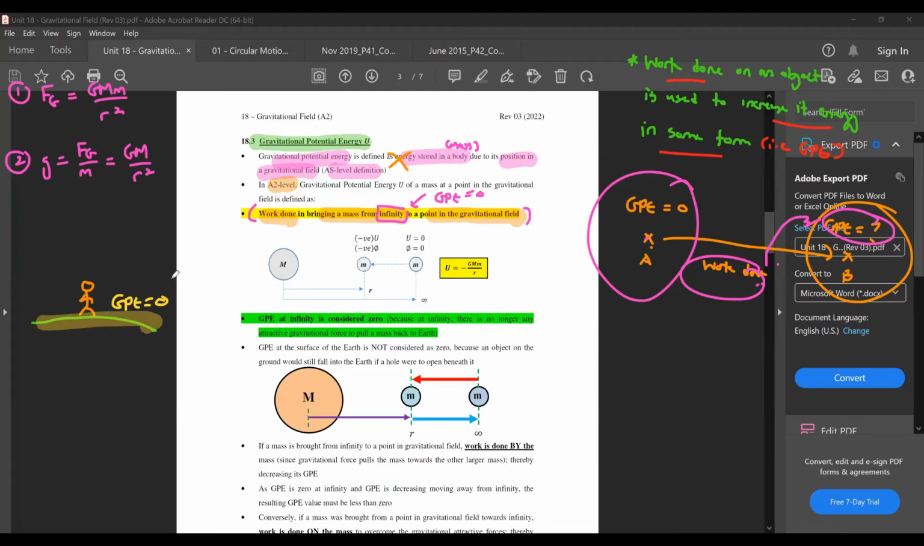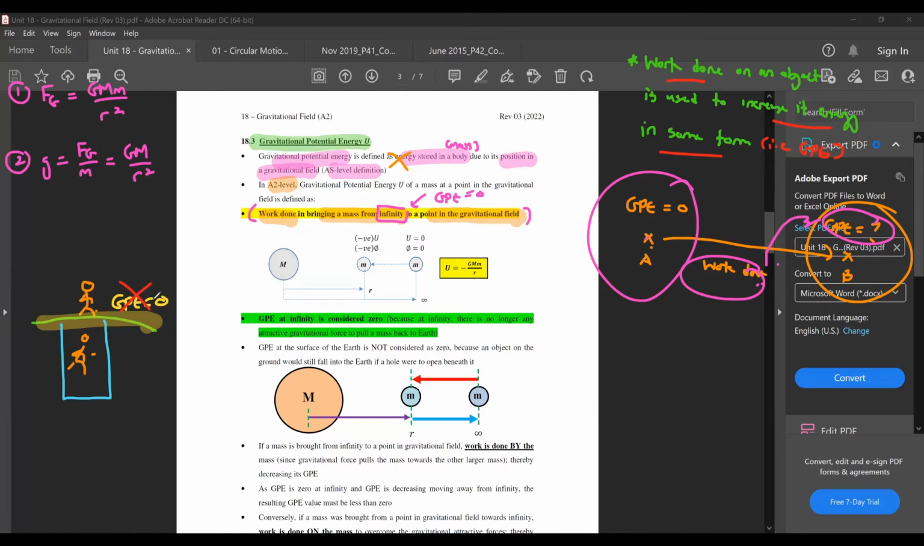This is actually not correct. Your GPE is actually not going to be 0 on the ground where you're standing, because the idea here is that if I tell you that somehow a hole suddenly opens up beneath the ground, the person will actually still fall. So that person still falling implies that there are still changes in GPE.